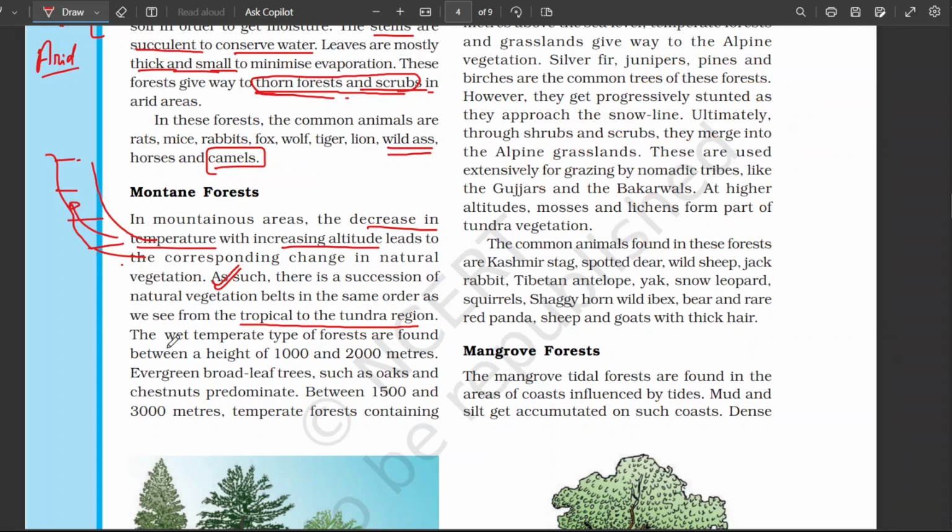So now the wet temperate type of forests are found between a height of 1000 and 2000 meters. Wet temperate type of forests.